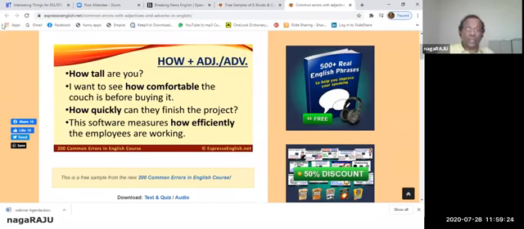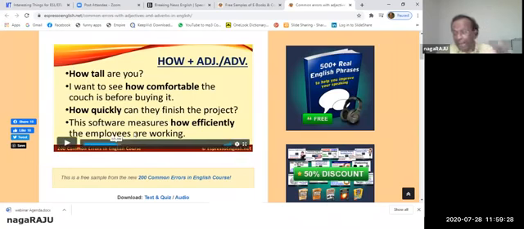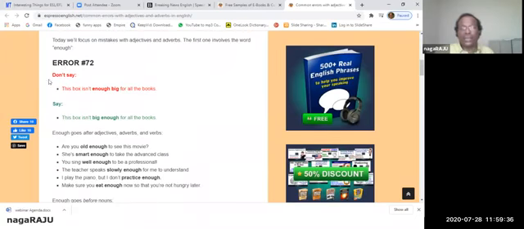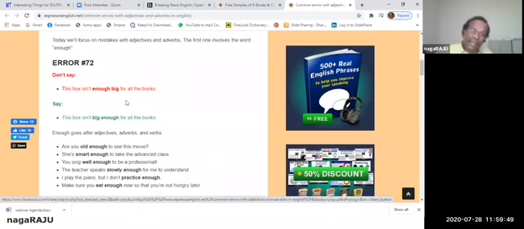So there is a structure here, how plus adjective or adverb, and then there is a dialogue built on that structure, and you have the audio available and you have the video available. More important than that, it also gives you a mistake that's often made. Don't say the box isn't enough big for all the books. Instead say the box isn't big enough. Instead of saying enough big, say big enough.